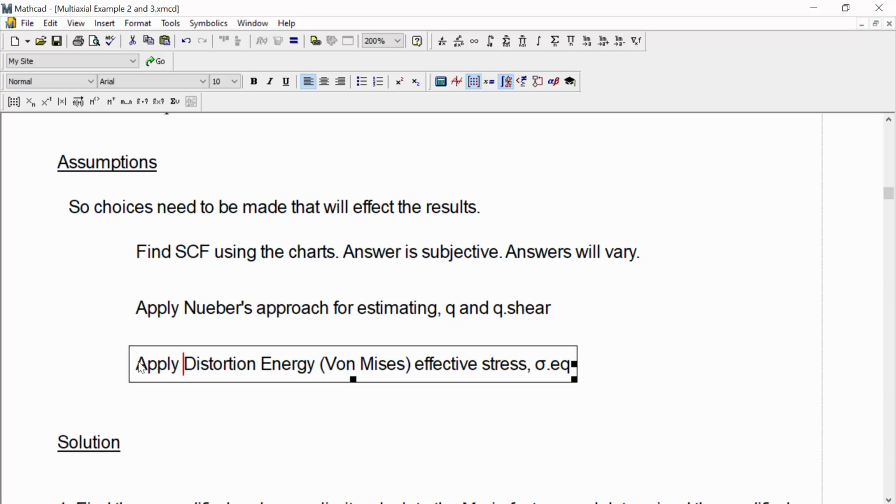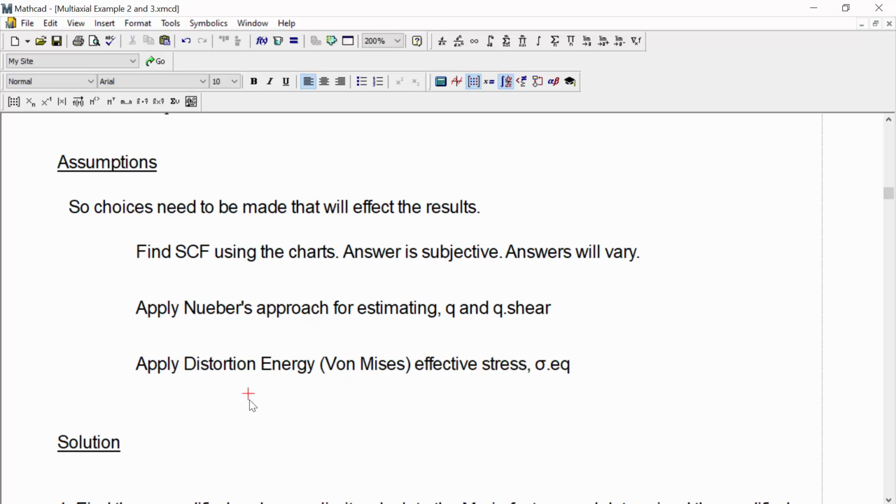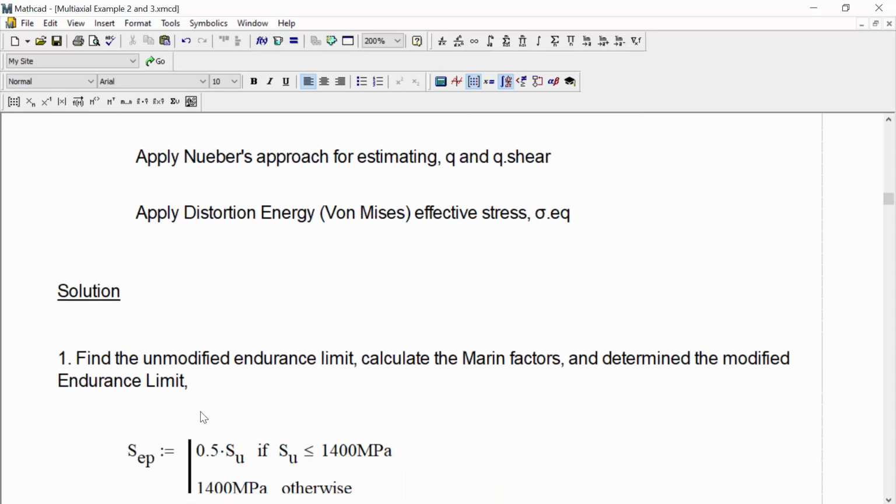And then lastly, we're going to apply distortion energy, i.e. the von Mises effective stress equation. There are many different effective stresses that we could have chosen. But in this case, we want to use von Mises because we've got a ductile material, and von Mises works well for ductile behaving materials. So now let's work through the solutions.